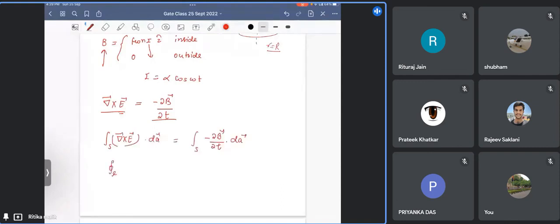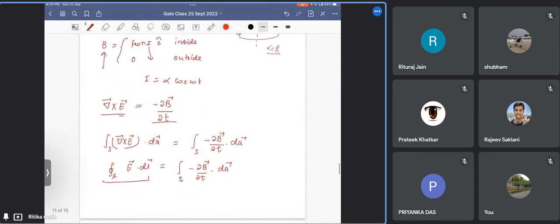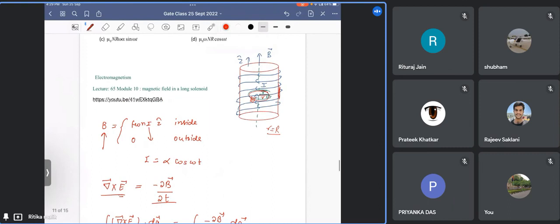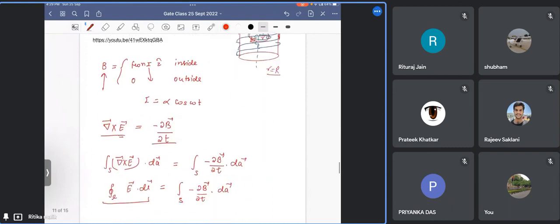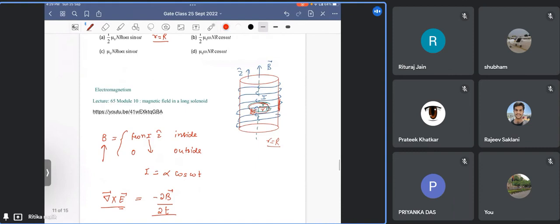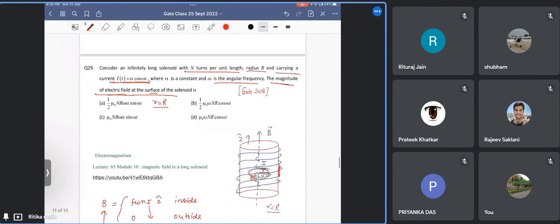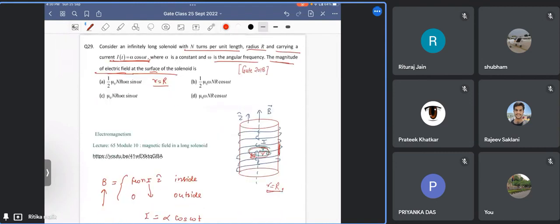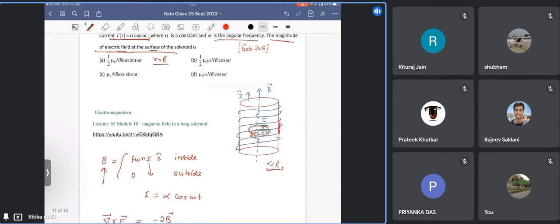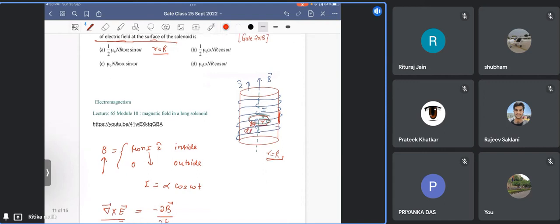And from Stokes theorem, it will become the closed line integral of E dot dl equals the surface integral of minus del B by del t dot dA. Now again we have to calculate this line integral E dot dl. In this case, our magnetic field is in the z-cap direction. So let's consider an Amperian loop inside, and to calculate the electric field at the surface, in the latter, when we formulate it, we will put small r equals capital R. So we will take the Amperian loop inside this solenoid of radius small r, and this is our dl element.